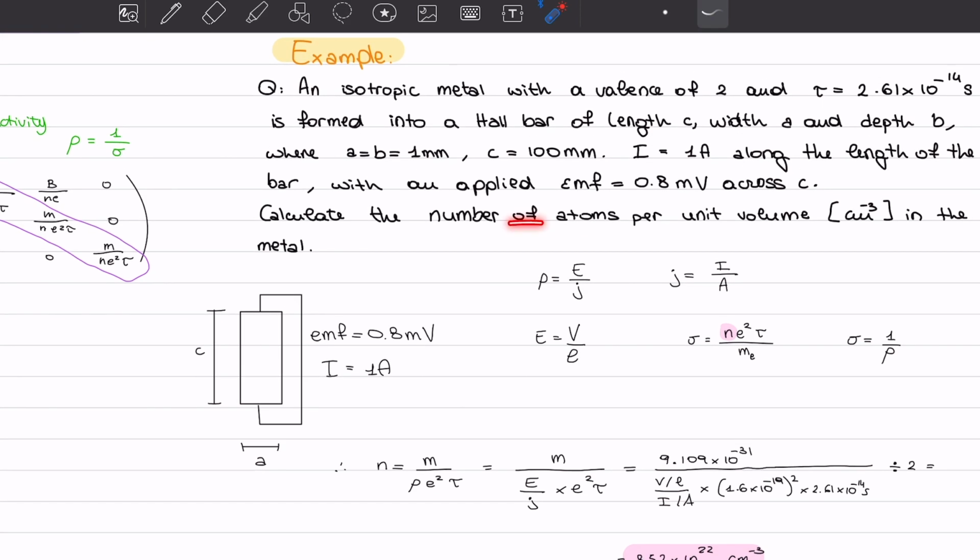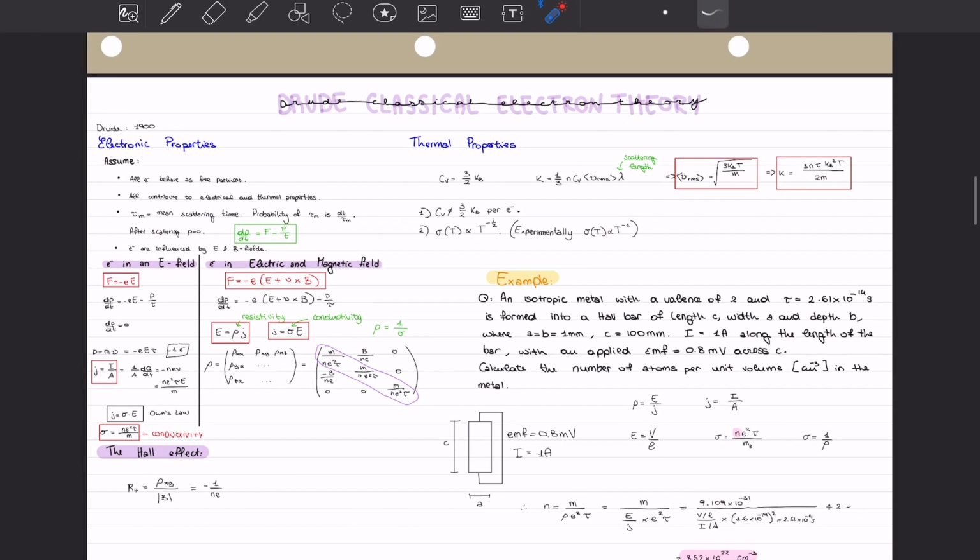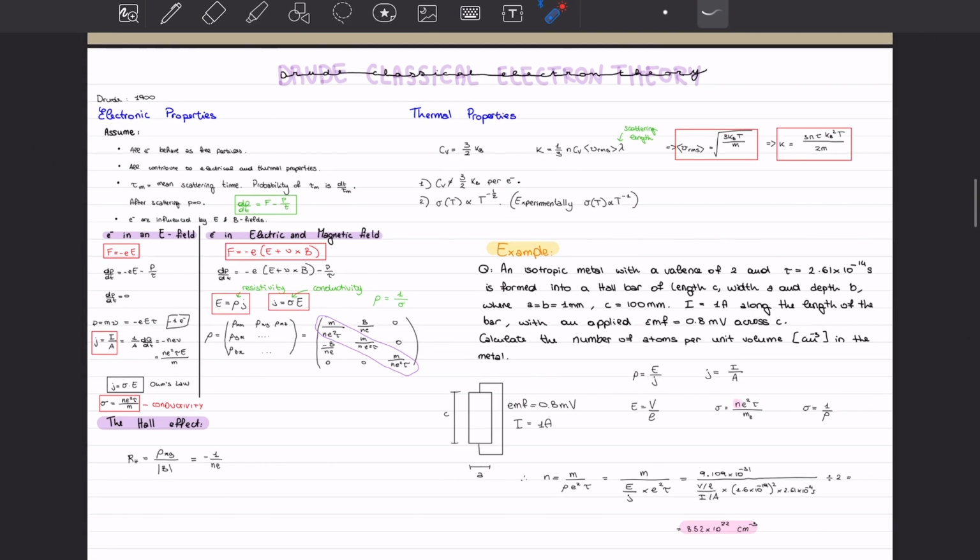So now that we have successfully calculated the number of atoms per unit volume, I hope that you enjoyed this mini video, and I hope that you understood this content a little bit better.